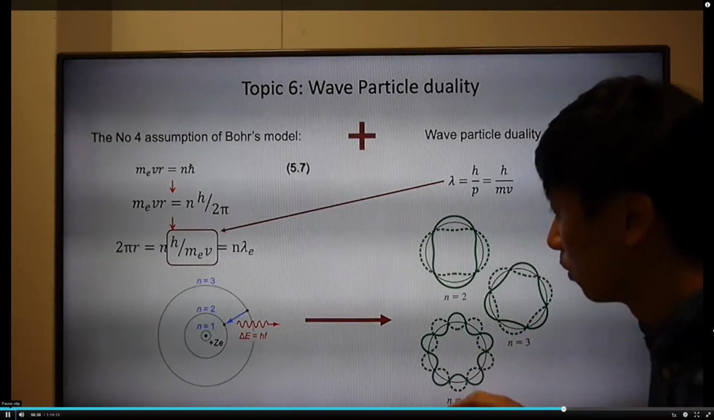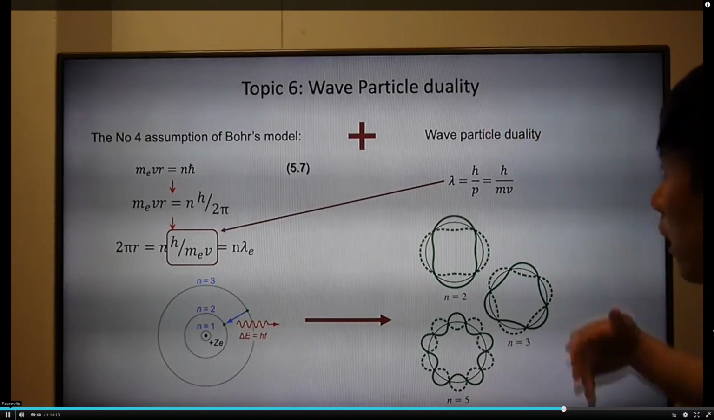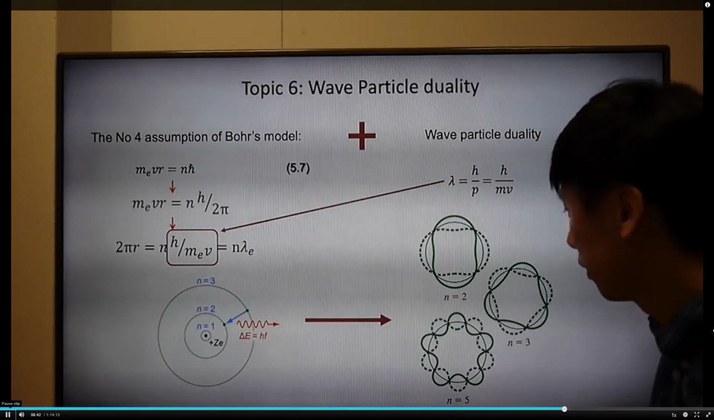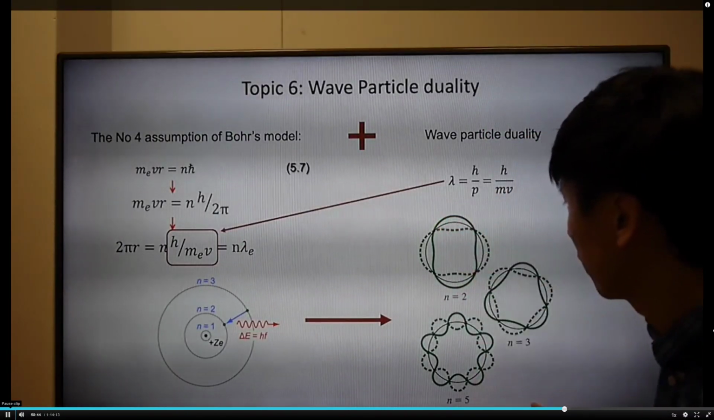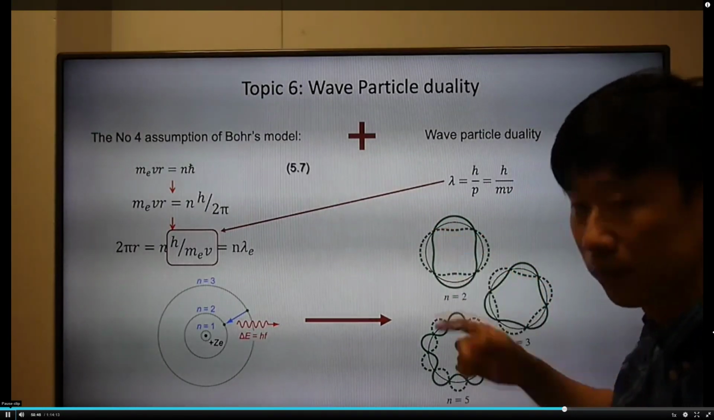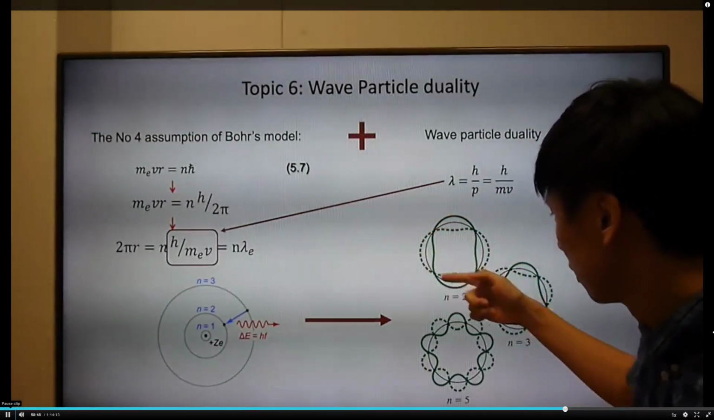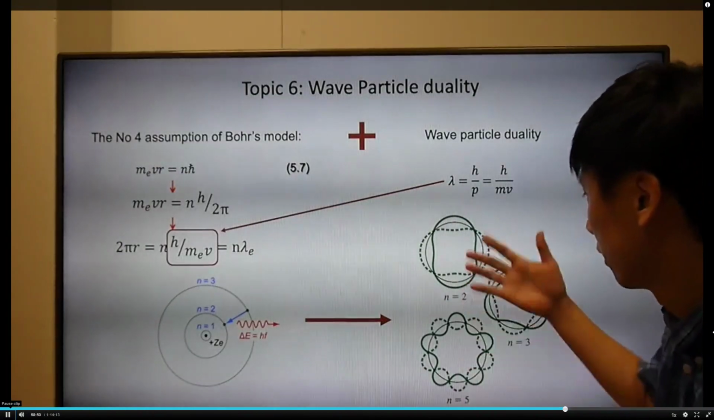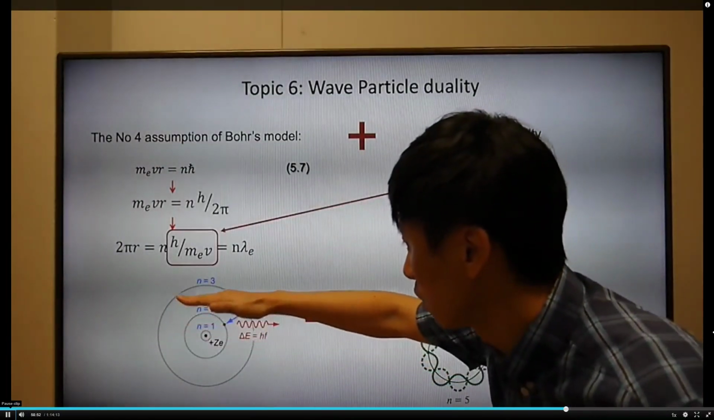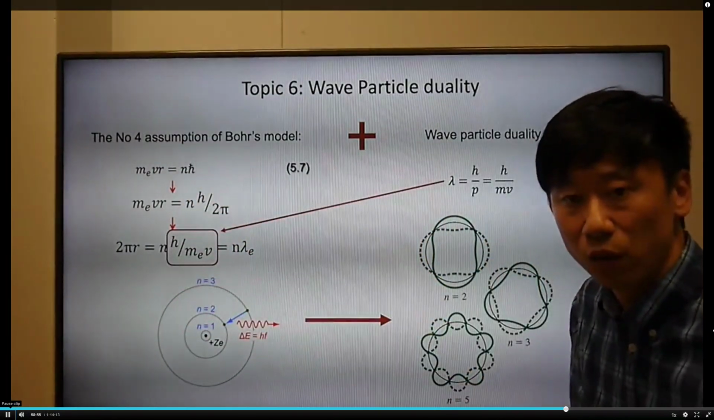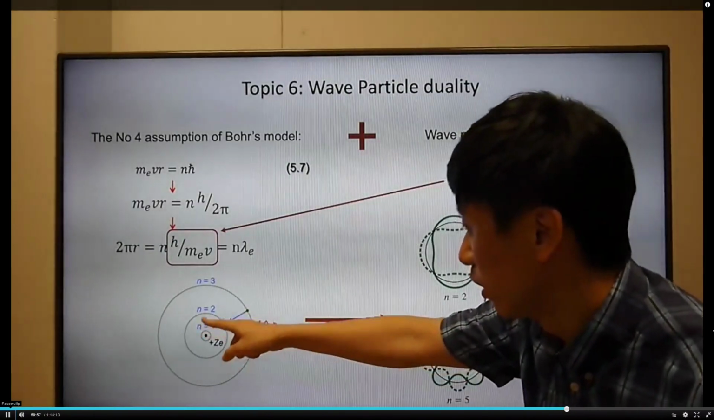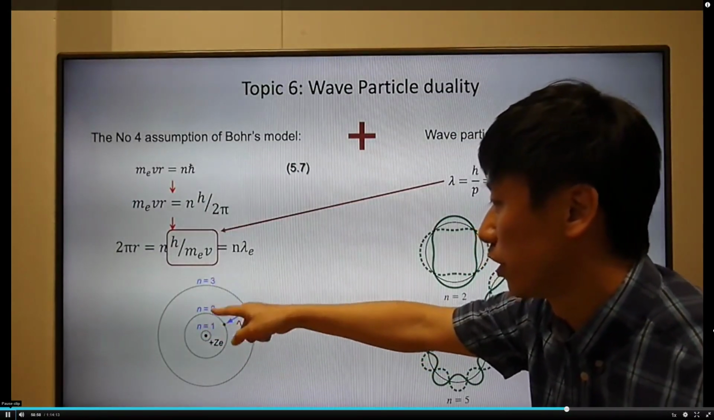Okay, so this wave particle duality explains that the electron can have this standing wave in the given orbit. So that's why they have this discrete orbit depending on the n value of the integer.